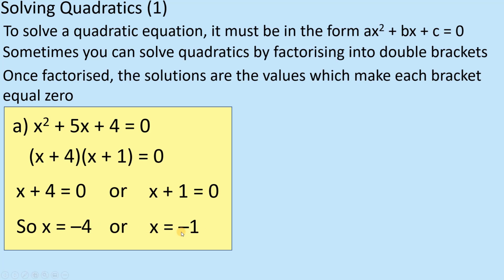An awful lot of students see that if you've got an x plus something, or an x minus something, it's always the opposite in there that you get here. So if you look at plus 4, it's minus 4, you've got plus 1, and it's minus 1. So it's a quick way of looking at it.